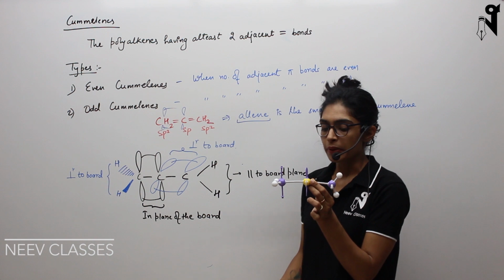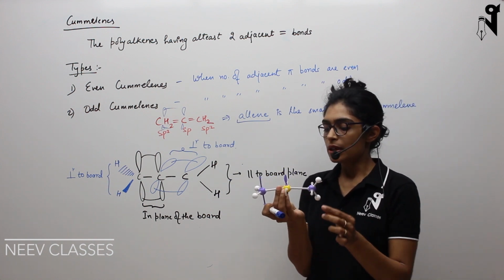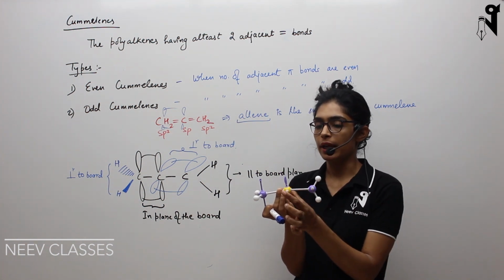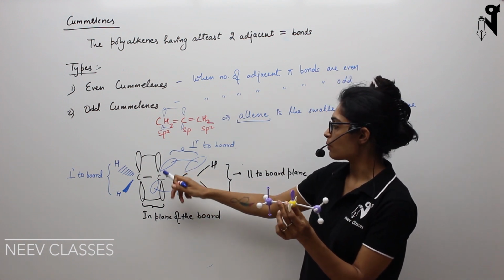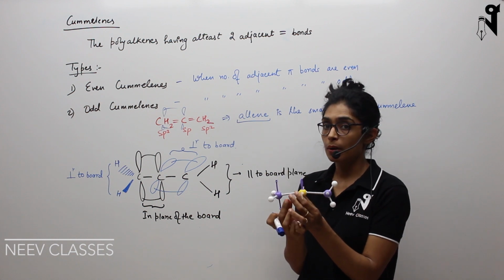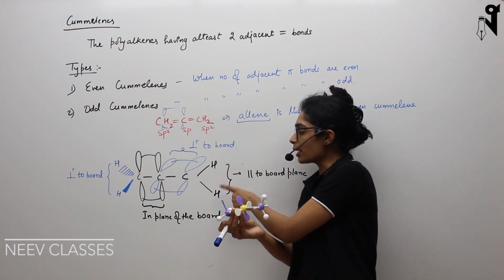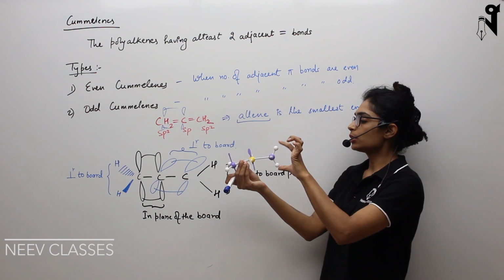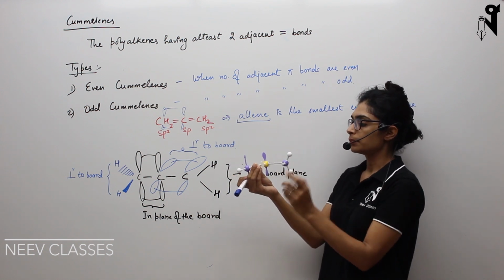Okay, now look at the last carbon. What is happening in the last carbon? This pi bond, the blue thing which I have shown you, is going to be perpendicular to the plane. So what is going to be parallel with the plane of the board? That is your hydrogens. These two hydrogens are parallel to the board, in the same plane as the board.